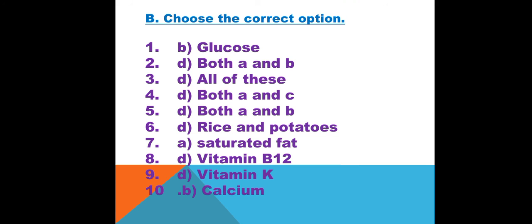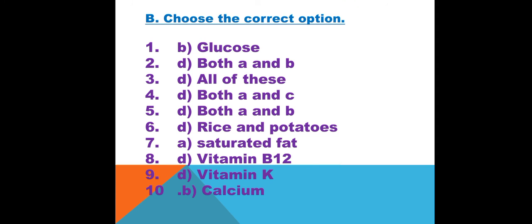Then, which of the following are sources of starch? Option A, listen: rice and fruits. Here rice is a starch but fruits contain sugar. Wrong. Option B, honey. Honey is a sugar. Then fruits and vegetables. Fruits have a sweet taste, sugar. Option D, rice and potato. The correct answer is option D, rice and potatoes. The seventh one: Ghee is an example of dash type of fat. Saturated fat. It is solid at room temperature.